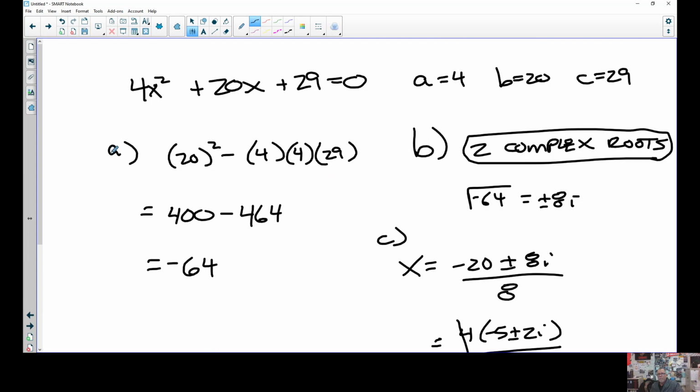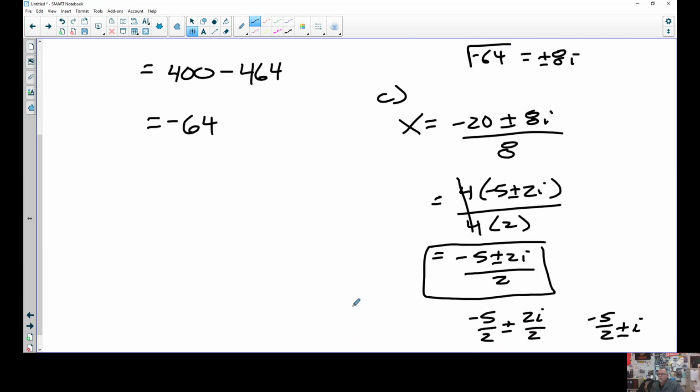So remember, standard form, find what the discriminant is, interpret what that means, plug it in, and simplify. And you're done. All right?